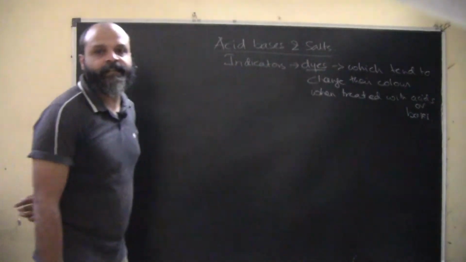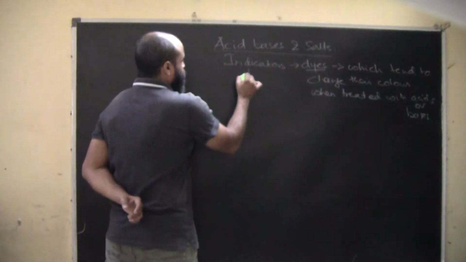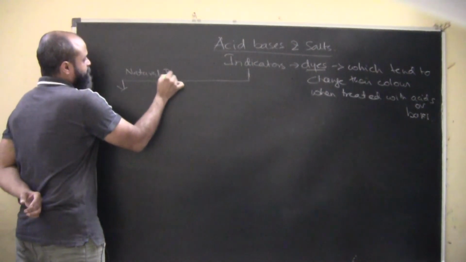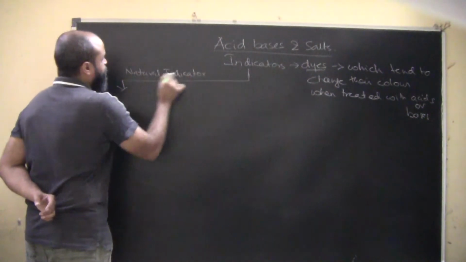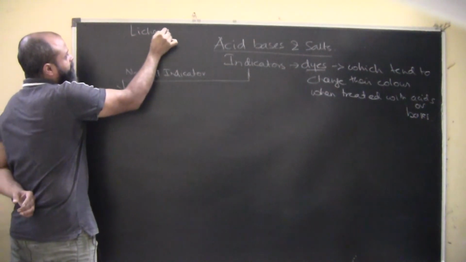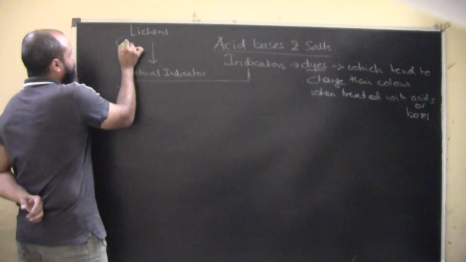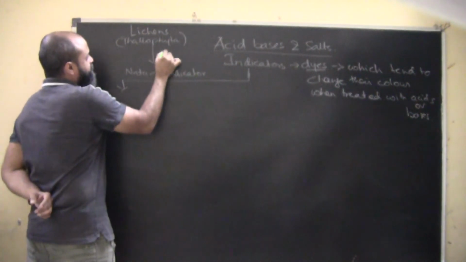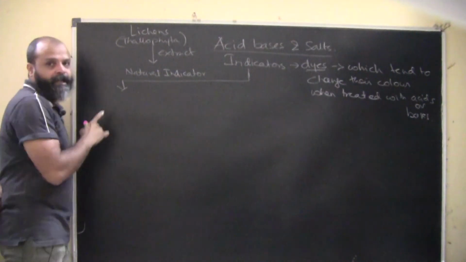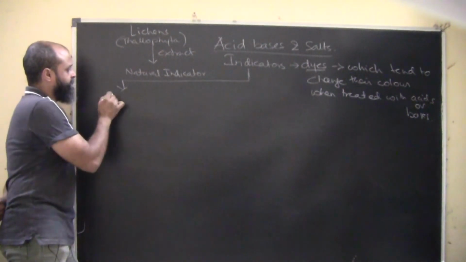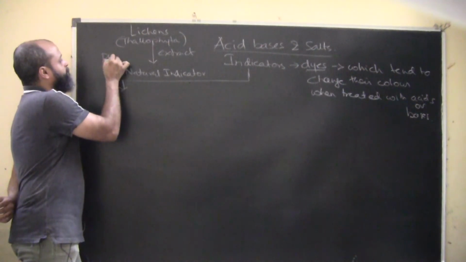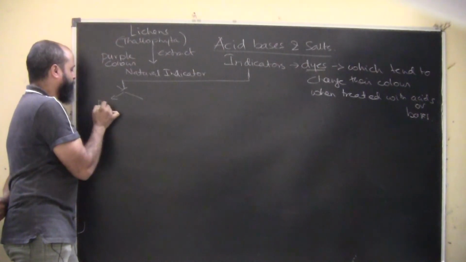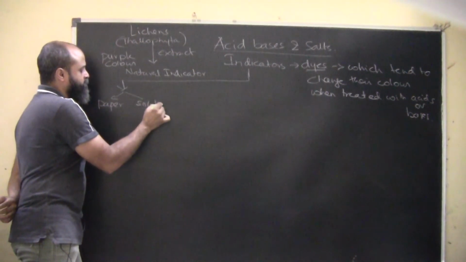So one of the first indicators that we saw was basically litmus, and litmus is a natural indicator, okay. Why? Because it's derived from a plant species, that is lichens, which are basically Thallophyta species. So litmus is an extract which is drawn from these plants. Litmus has a natural purple color, and it can be obtained both in the form of paper and in the form of a solution, okay.